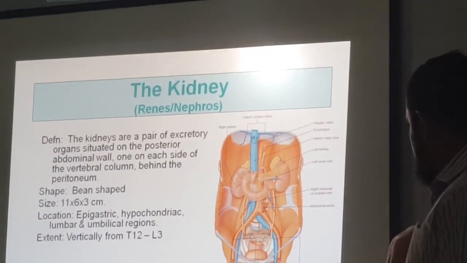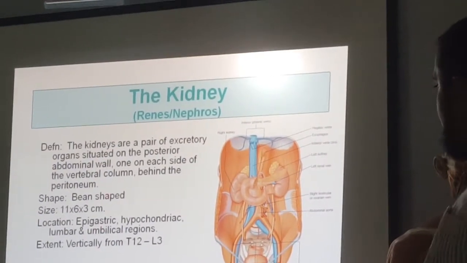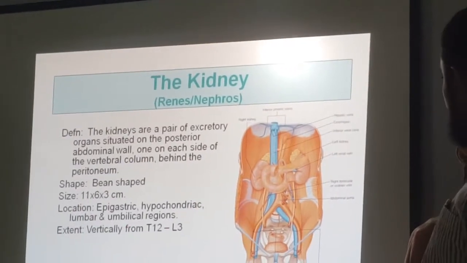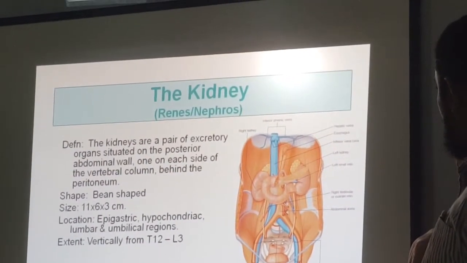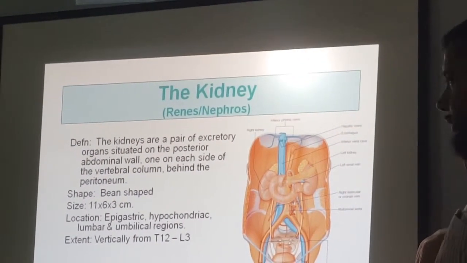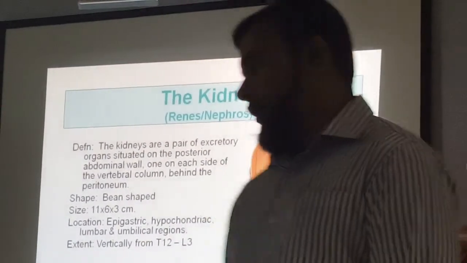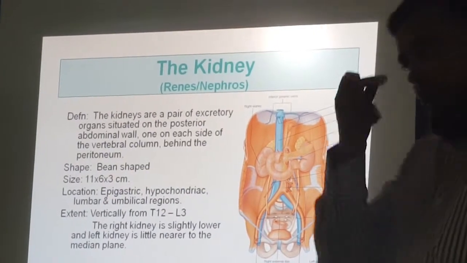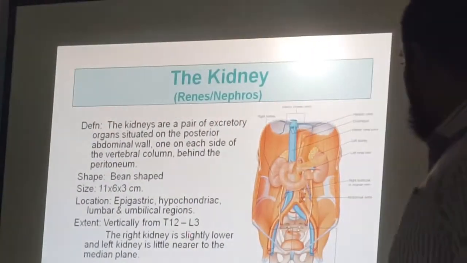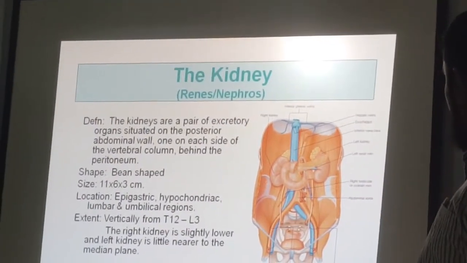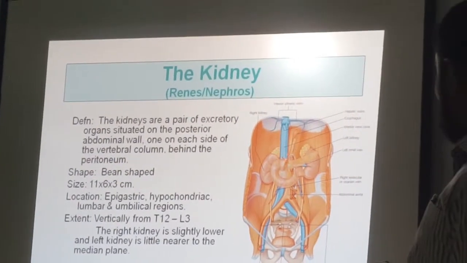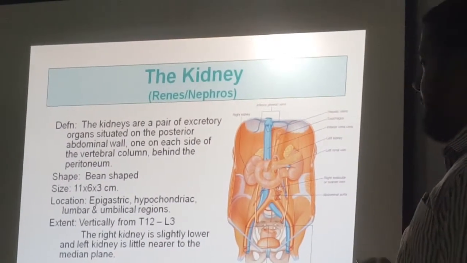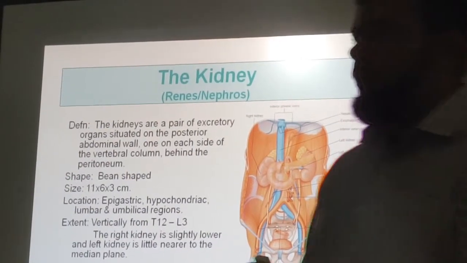If you try to trace it to the vertebral column, then it is at the level of T12 to L3. This is the extension of the kidney, from T12 up to L3. But actually, the right kidney is slightly lower. You can see in this picture also that the right kidney is slightly lower compared to the left kidney. Why?